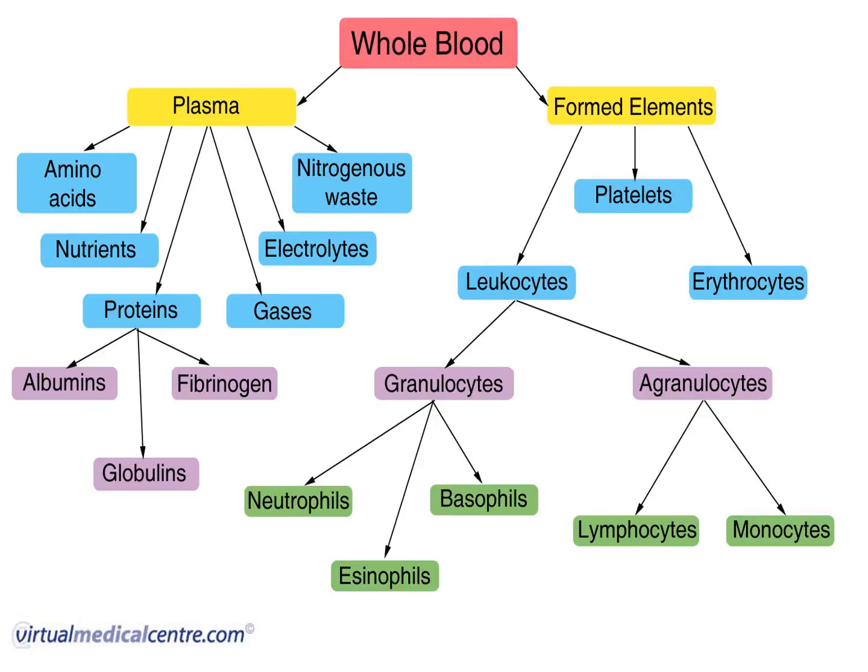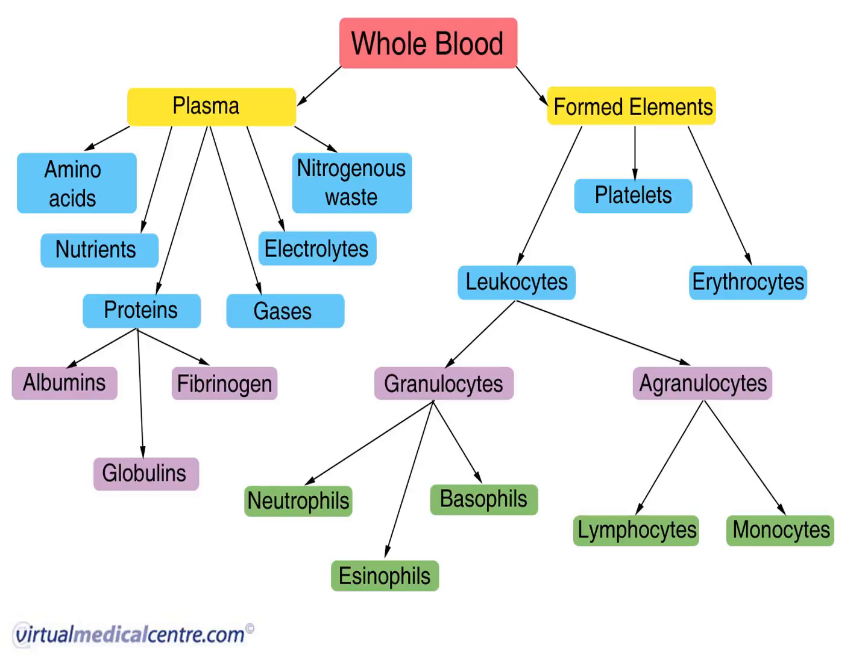So here we see the two aspects of the whole blood, the plasma on the left and the formed elements on the right. The plasma is largely composed of water, of course, but it contains many substances: amino acids, nitrogenous waste, electrolytes, gases and so forth, and it contains proteins, the albumins, which serve to give the blood osmotic pressure, fibrinogen, which plays a part in blood clotting, and the globulins, which play a part in the immune system.